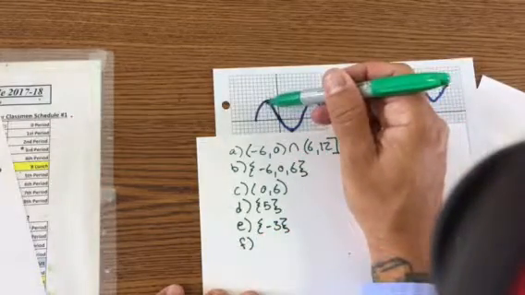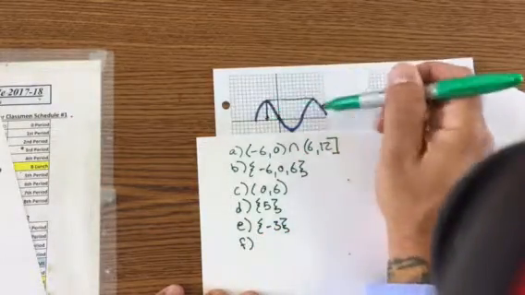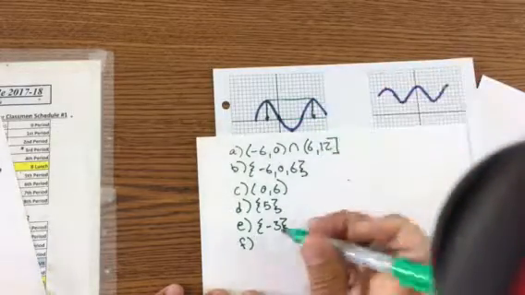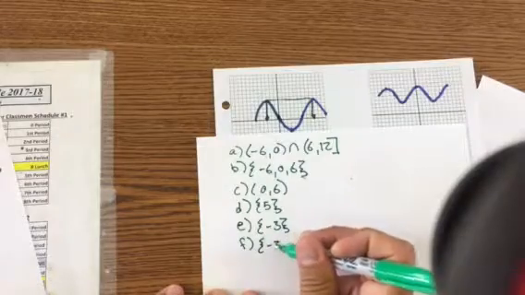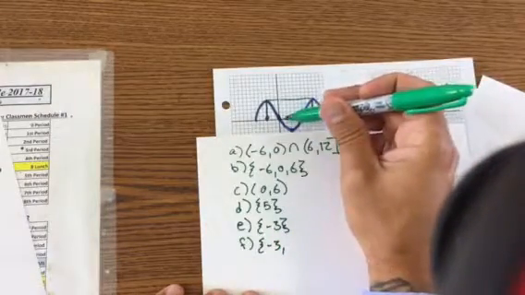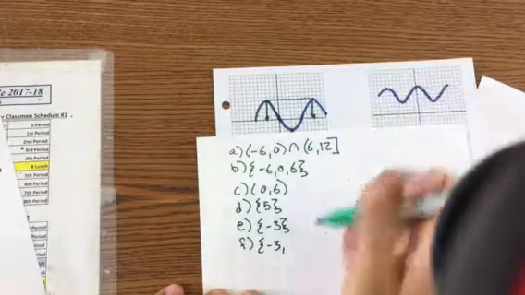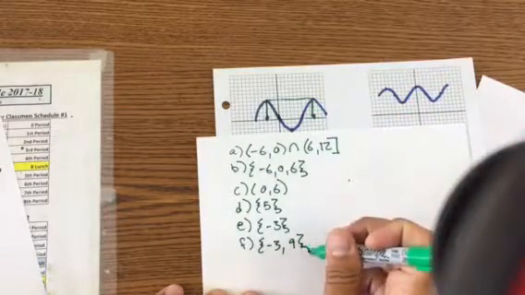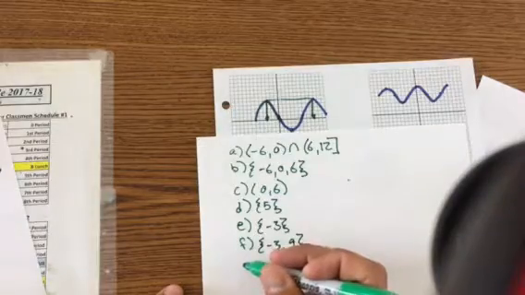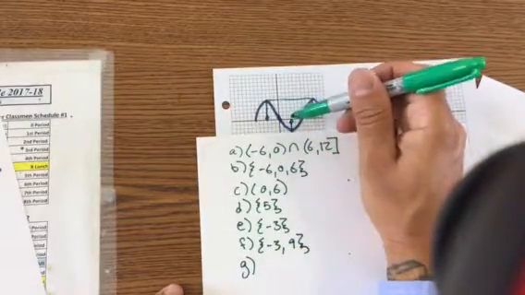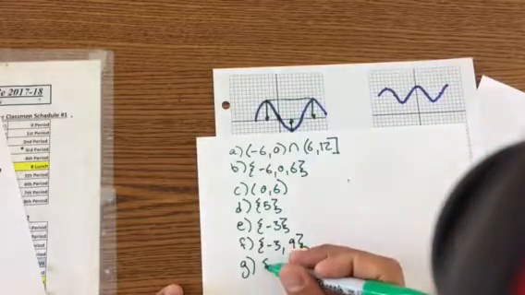The maximum input is the x when my y is at that highest point, which is right here and right here. So that's an x of negative 3, and an x of 9. The minimum input is the x when this is the lowest point, which looks like 3.